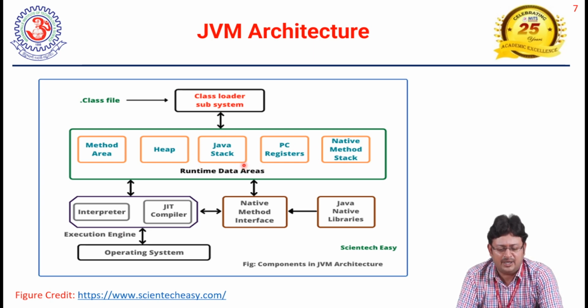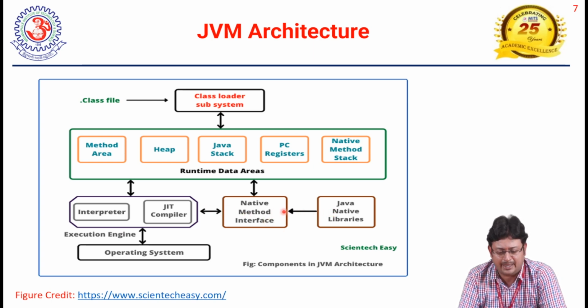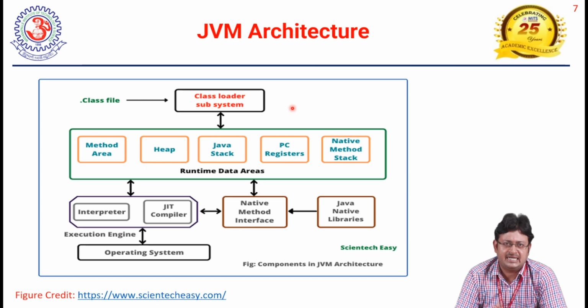Apart from this, the third module is the complete execution engine. The execution engine contains the interpreter as well as the JIT compiler, and it also contains native method libraries and native method interfaces to interact with the compiler, and it has to get information from the standard API packages of Java. Once the .class file enters, it goes through the different stages, and finally it should be understood by the operating system. Now we have to focus on each and every component of this JVM architecture.